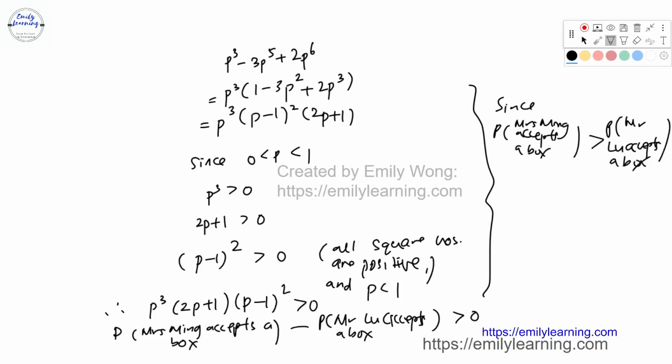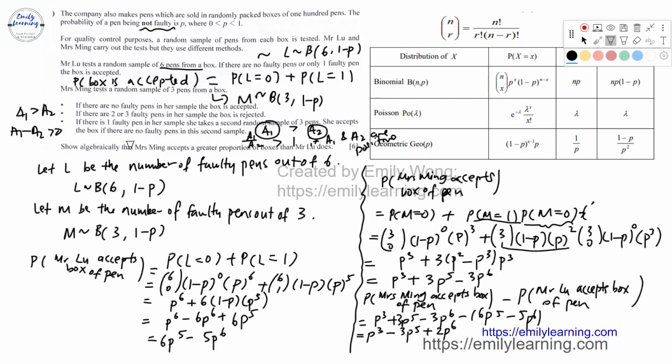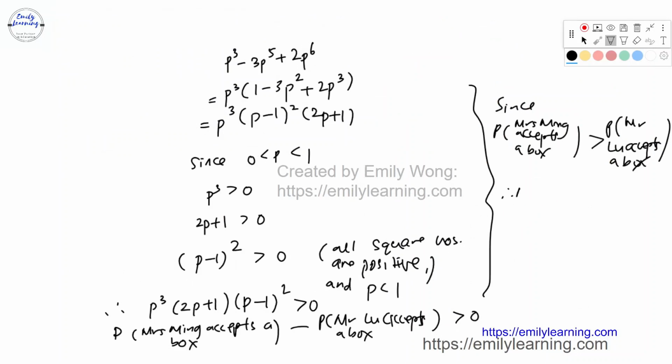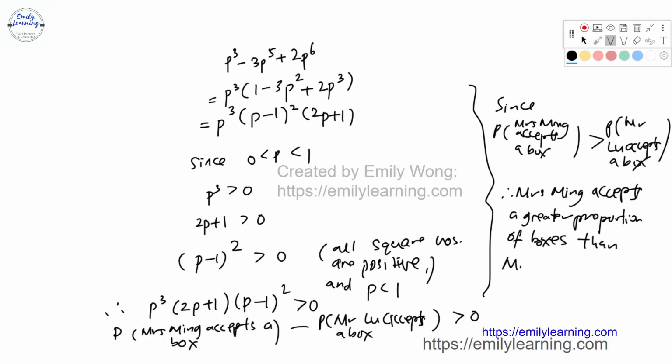we can conclude that, what did they ask? Mrs. Ming accepts a greater proportion of boxes than Mr. Lu. So therefore, Mrs. Ming accepts a greater proportion of boxes than Mr. Lu. Alright, so that is how you do this question.